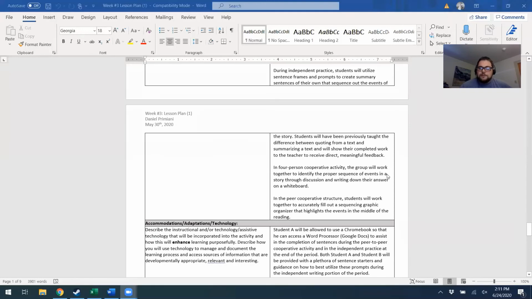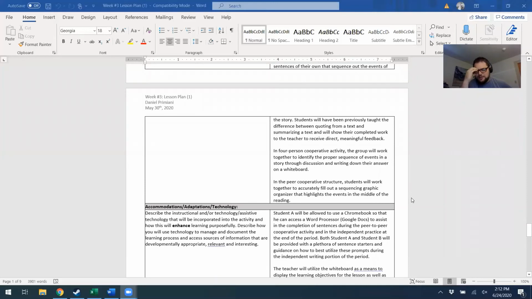In the small group activity, the showdown activity, the group will work together to identify the proper sequence of events through discussion. They're talking back and forth, writing down their answer, and then receiving feedback. In the pair cooperative structure, students will work together to accurately fill out a sequencing graphic organizer that highlights the events in the middle of the reading.